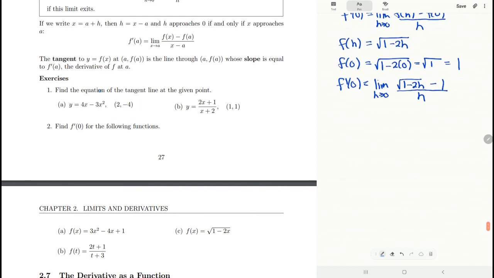So here we're dealing with the limit of root 1 minus 2h minus 1, all divided by h as h goes to 0. So to handle this type of limit, we will look at rationalizing the numerator. So we're going to multiply by the conjugate of the numerator, which is the root of 1 minus 2h plus 1.